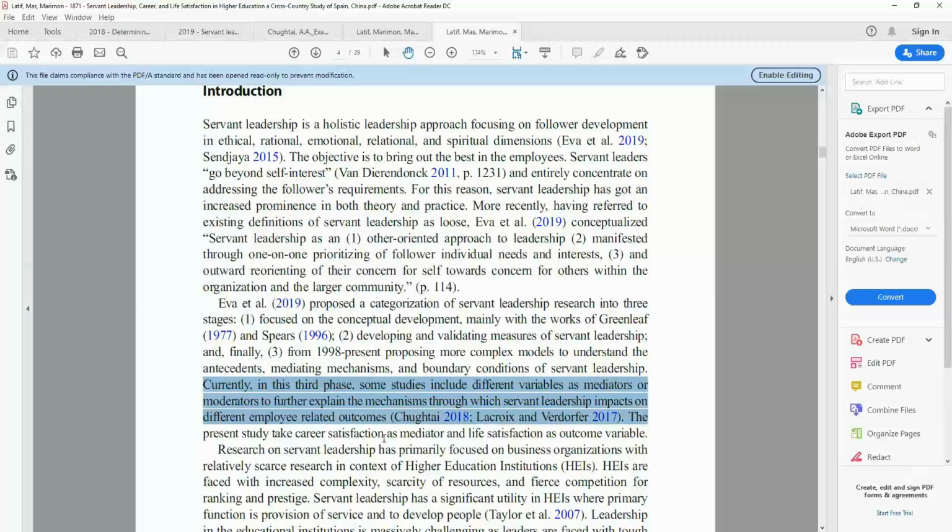The present study takes career satisfaction as a mediator and life satisfaction as an outcome variable. Now, what we are doing here is that we are extending the existing research, and we are in the third phase of servant leadership research. And in this statement, what we are doing is we are expressing how existing research can be further elaborated, further extended, and what limitations, what gaps this research is actually extending.